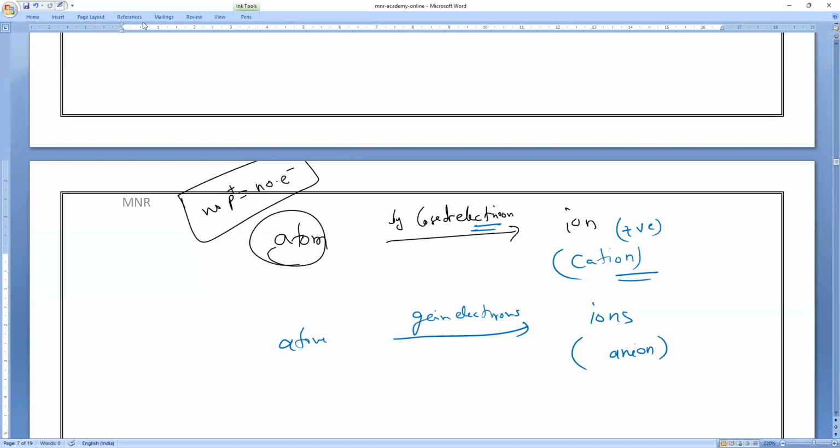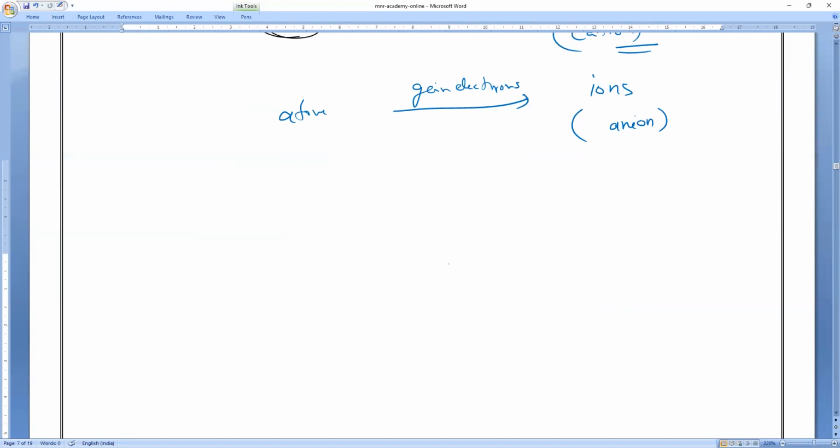Means electrically neutral. But suppose one electron is lost, then the protons number is one more, since one electron has decreased. For example, let me take sodium. What is the symbol of sodium? Everybody tell me. Na. And what is the atomic number? I already taught you.